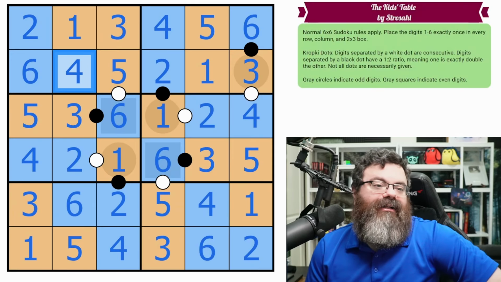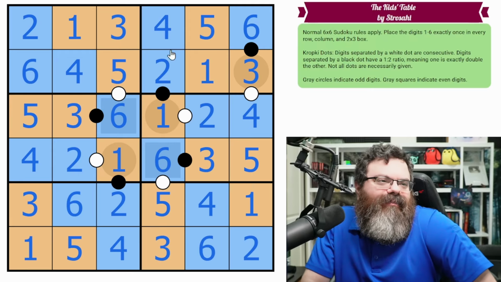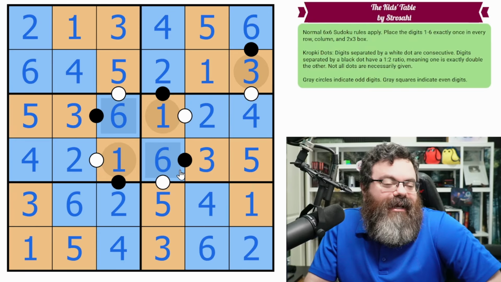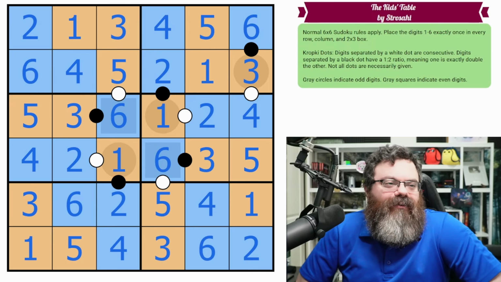All right. Nice puzzle, Strosahl. Flowed really nicely, and basically, if you've learned the basic deductions for white and black dots plus parity, it's pretty straightforward. But it also teaches you those things if you haven't encountered those before.